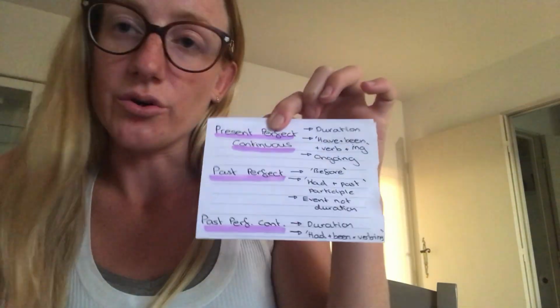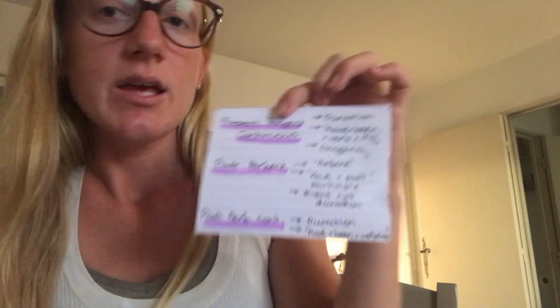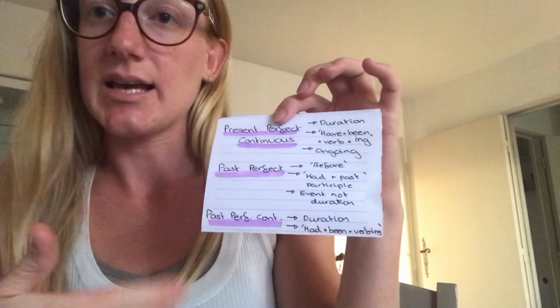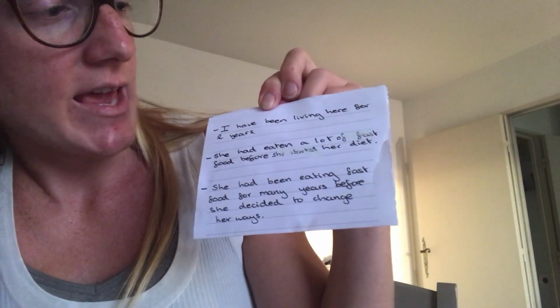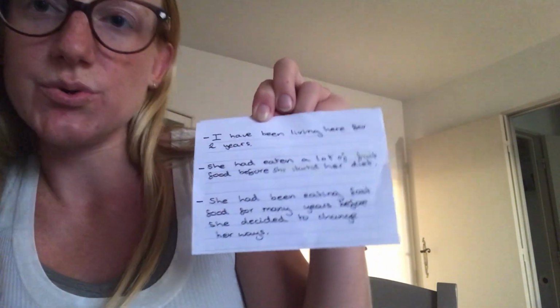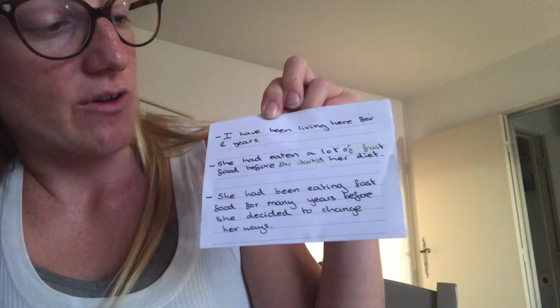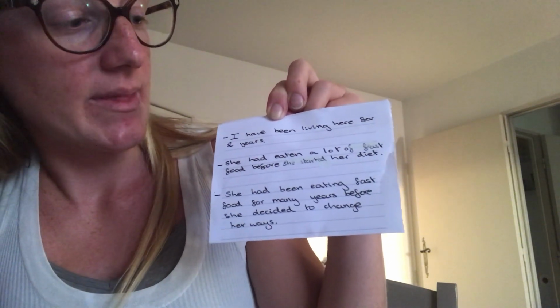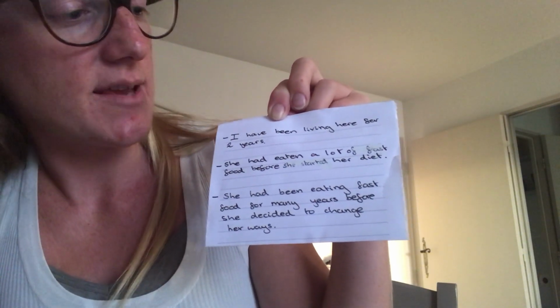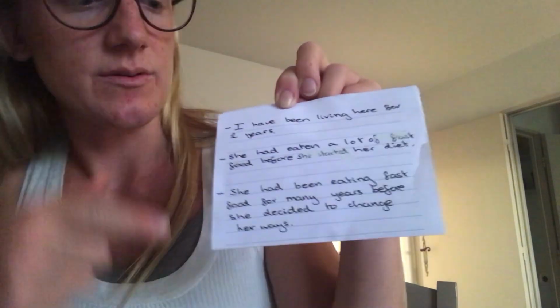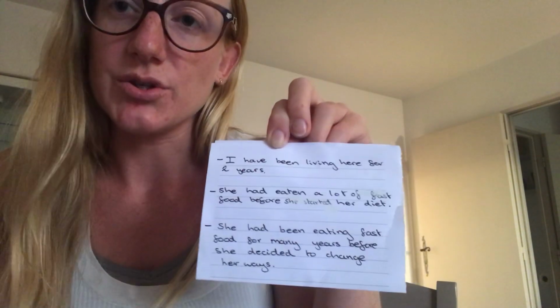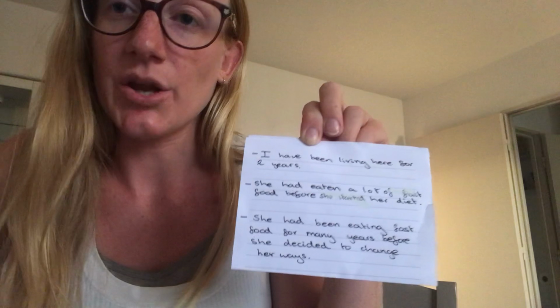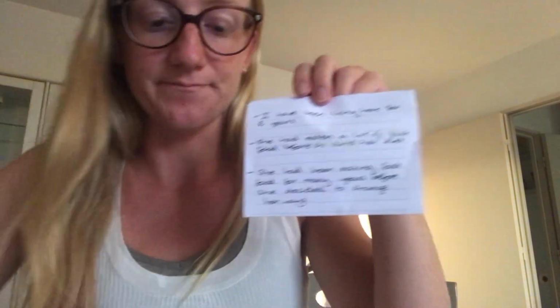And this is for an ongoing action. So something that is continuing to happen in the present. An example, I have been living here for 2 years. So we've got I have been, live, ing, living, and I say 2 years, the emphasis is on the duration, and I'm still continuing to live here. So this is an ongoing action.